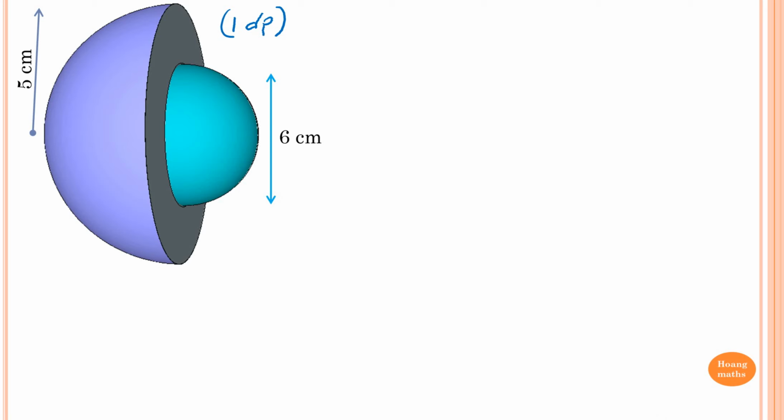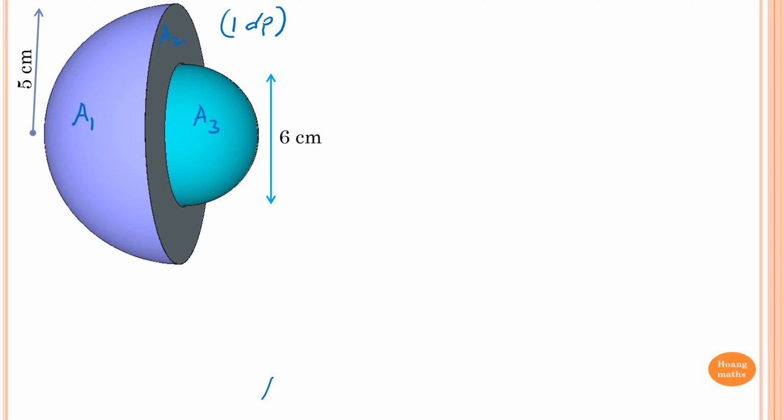Please pause the video and try to do this one yourself if you can. So find the surface area of this correct to 1 decimal place. Let's do it from left to right. So let's name this area 1. The shaded area here is area 2 and this is area 3.